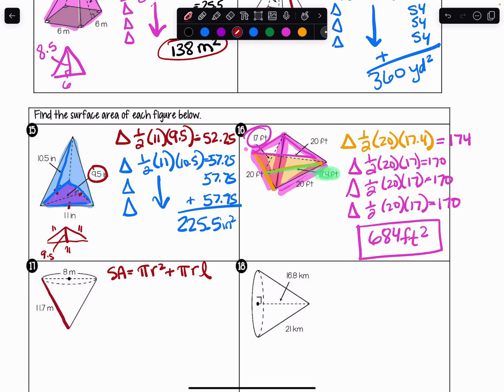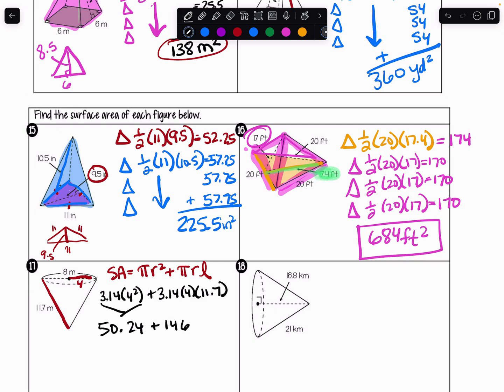Here's my slant height. My radius is 4. So let's just fill that in then. We have pi times radius squared plus pi times radius times slant height. In my calculator, then, I'm going to be doing 3.14 times 4 times 4, or times 16. And then separately, because I add last using the order of operations, I'm going to do 3.14 times 4 times 11.7. And I get this, and then I'm going to add them together.